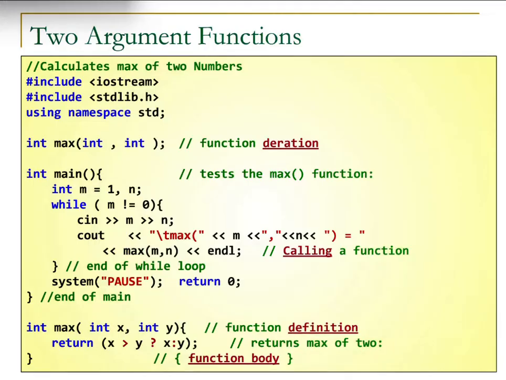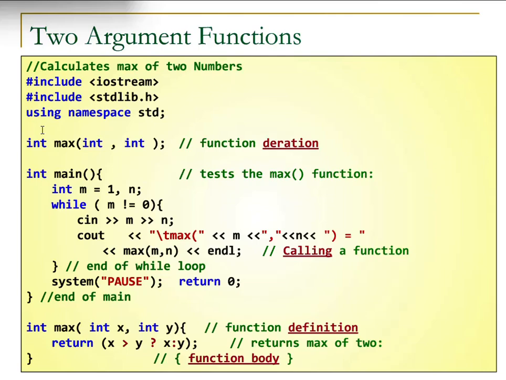So here is another example of a function, that is a two-argument function. In this program, you can see that it finds the larger of the two numbers you enter, and it keeps asking you for new numbers until you tell it to stop. That means you enter the first number as 0. So let's see how it works.